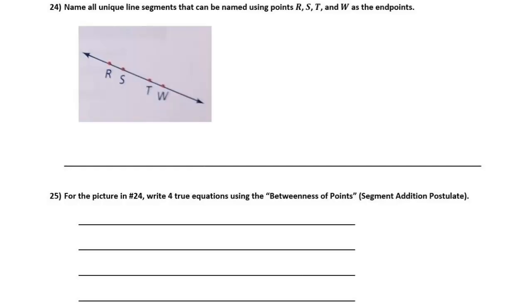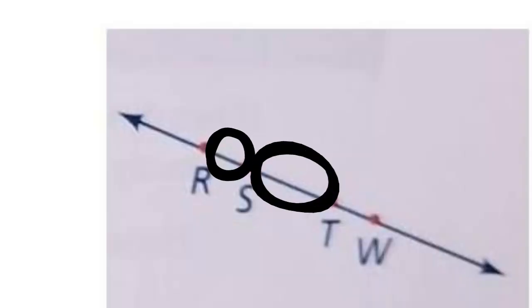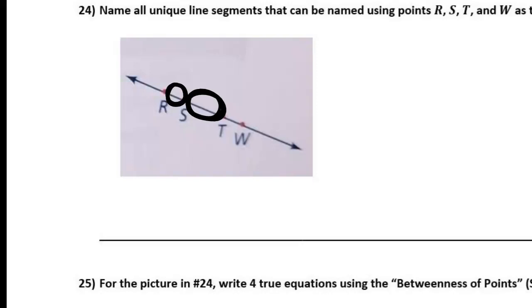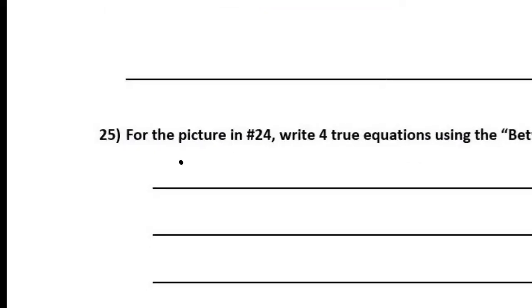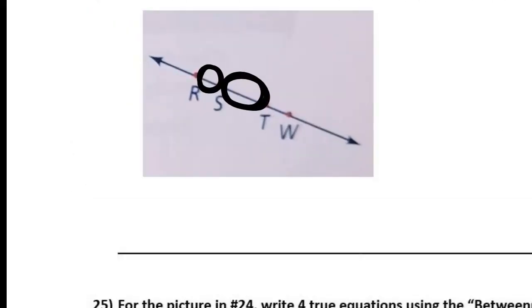It says, for the picture in number 24, write 4 true equations using the betweenness of points, the segment addition postulate. So I'm looking for little segments that I can put together to make big segments. Well, here I have a little one, and it's right next to this little one. What are the names of those 2 segments that I just circled? RS and ST. So RS plus ST equals, what would I get if I put those 2 together? RT. Beautiful.